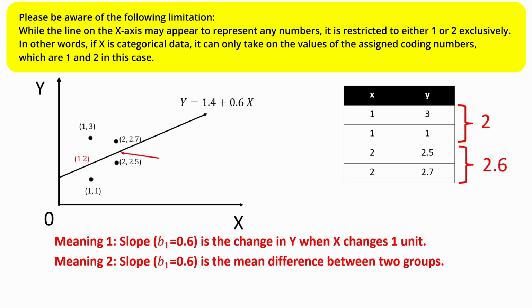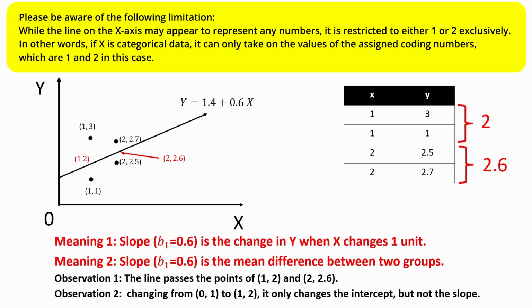Again, one observation is that the line passes through the 2 points, 1, 2, and 2, 2.6. Another observation is that when you change the dummy coding to this coding, it only changes the intercept, but not the slope.